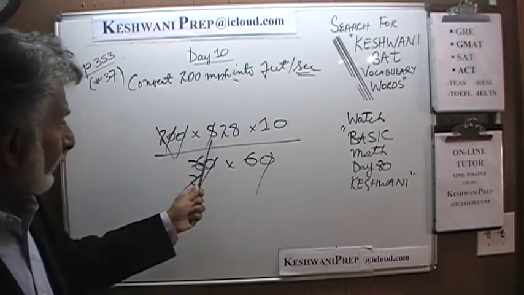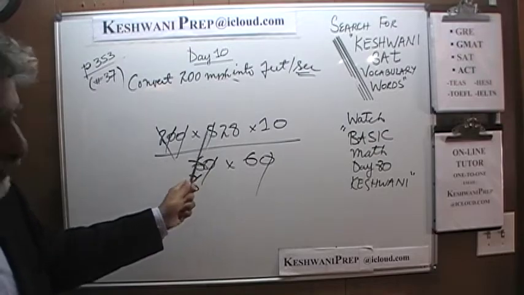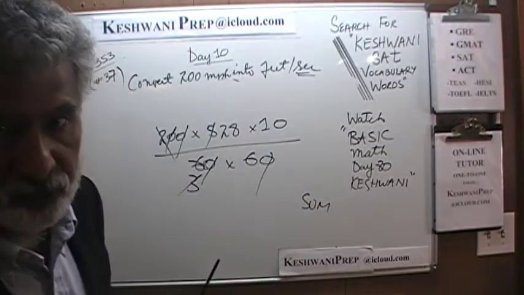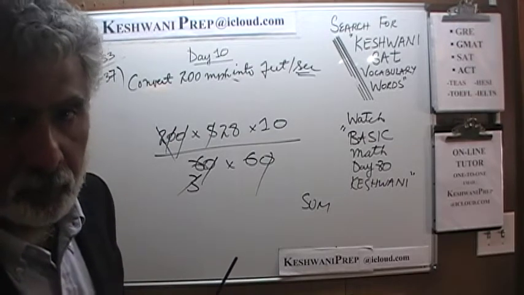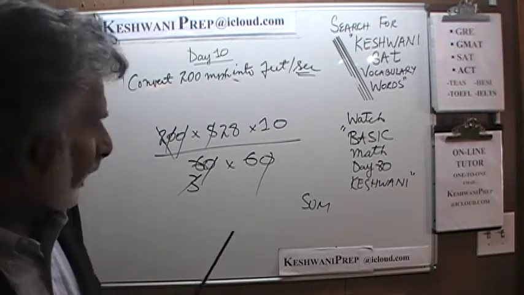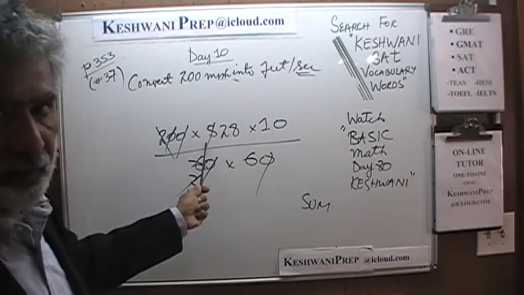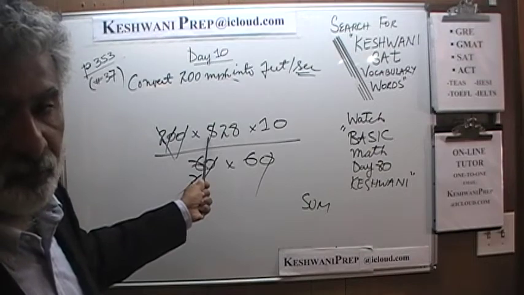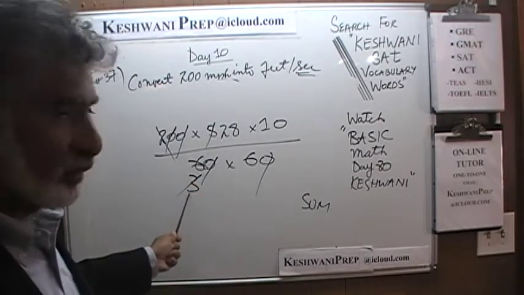And how do we know that this number is divisible by 3? As long as the sum of the digits of a number is divisible by 3, the number itself is divisible by 3. I could tell immediately that this number is divisible by 3, because 2 plus 8 is 10. 10 plus 5 is 15. 15 is divisible by 3, which is why I decided to get rid of this 3 first.